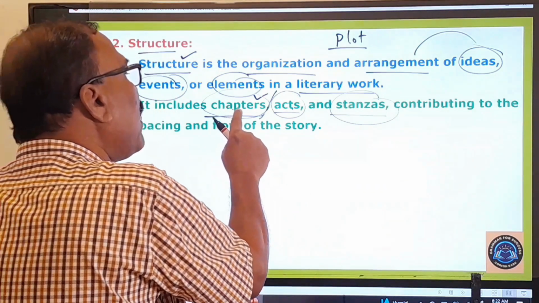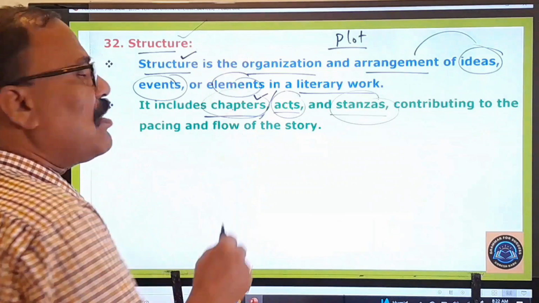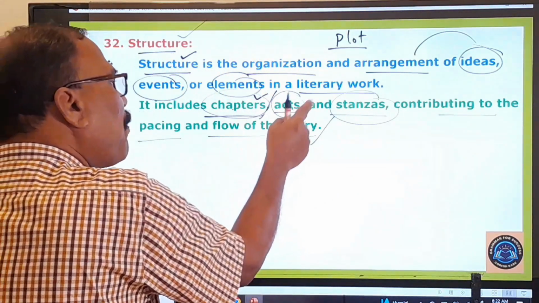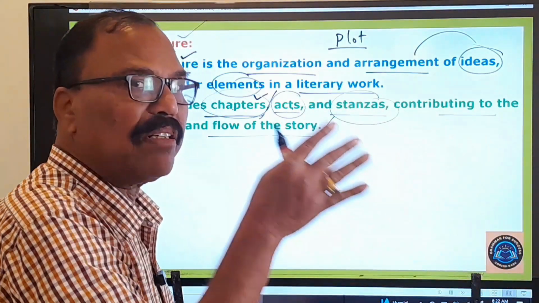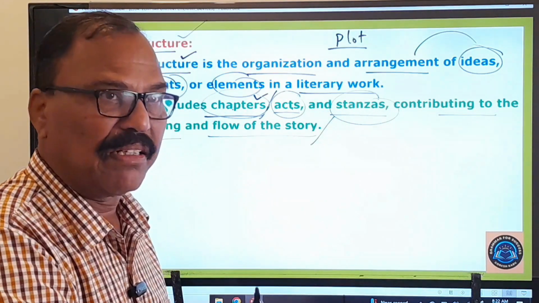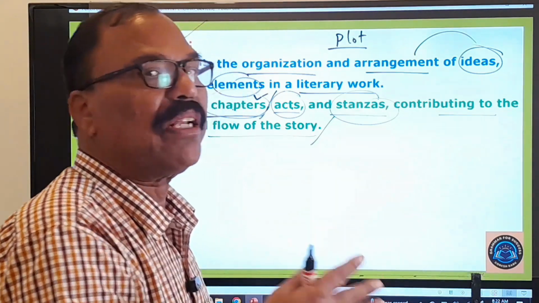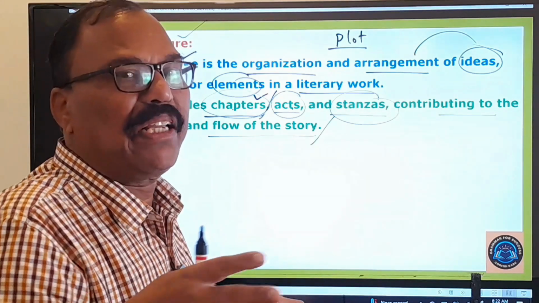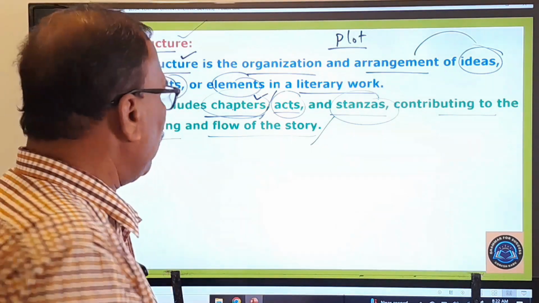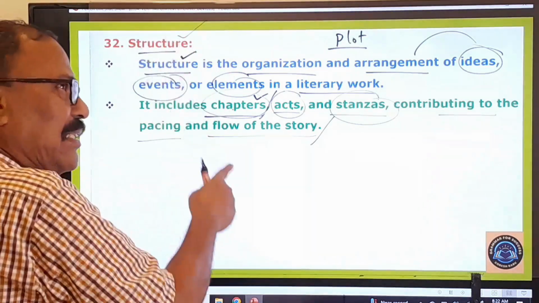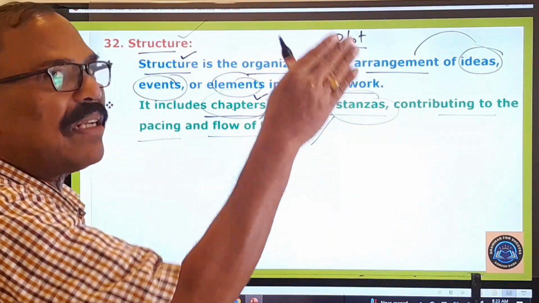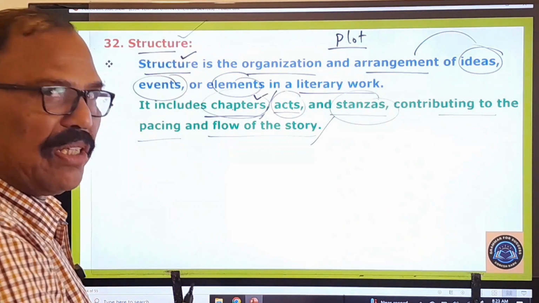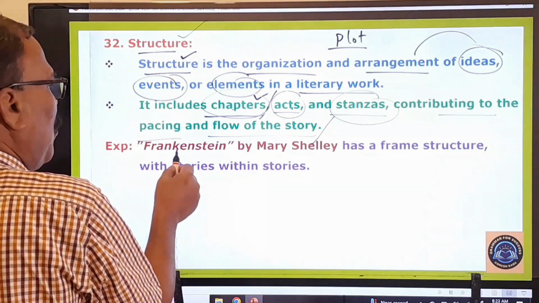So the systematic arrangement of these things itself is called a structure, and they contribute to the pacing and flow of the story. So if they are properly arranged, that story, that literary work appeals to the readers. They can read that story without any confusion, and the story will be moving on very smoothly and without any obstruction, without any problem, right? And for that purpose, any writer must see that the story is written in a systematic order. So that order itself is called structure. Okay, one example is given here for you.